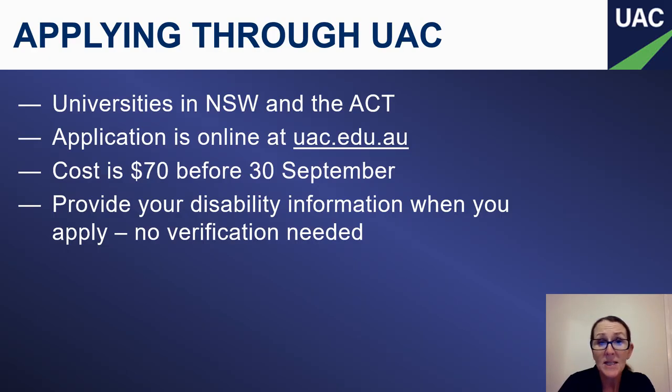Now, UAC, which is the place to apply for universities in New South Wales and the ACT. The UAC application is open now at uac.edu.au, and it's a simple online application. The cost is $70 before 30th of September, and when you apply, you can provide some information about your disability. This is just some basic information and there is no documentation or verification needed. We give those details to universities that you've applied for so they can contact you.